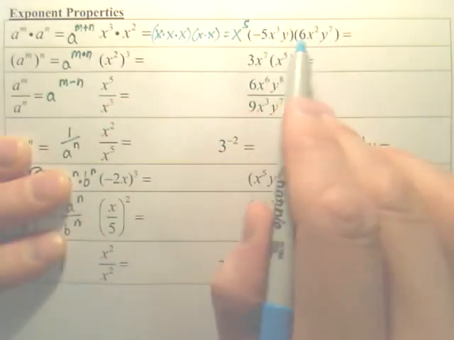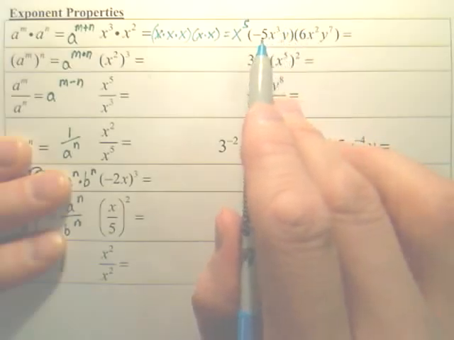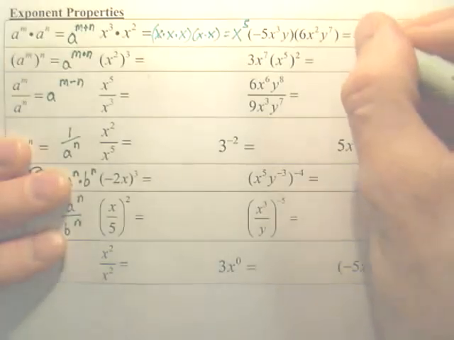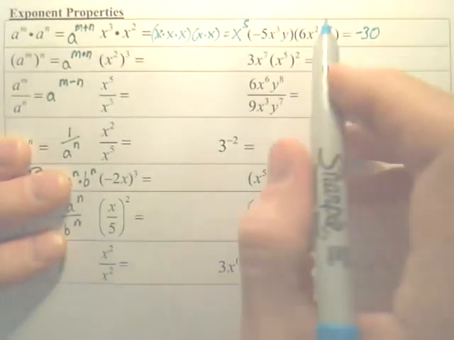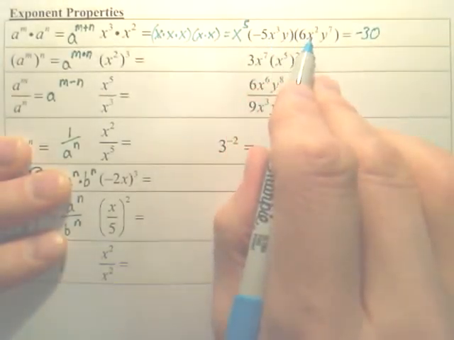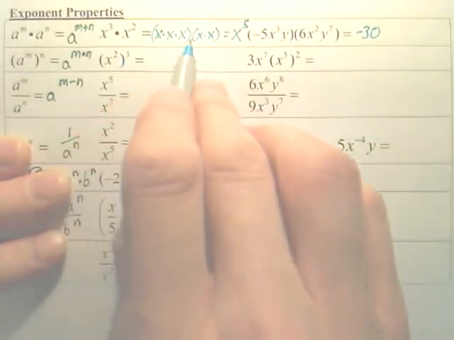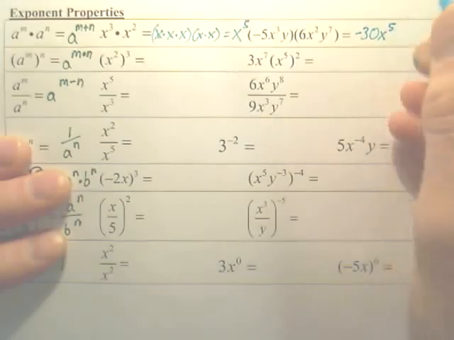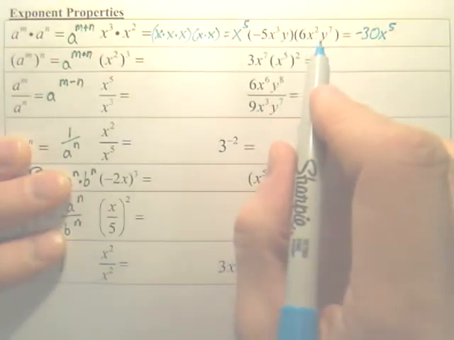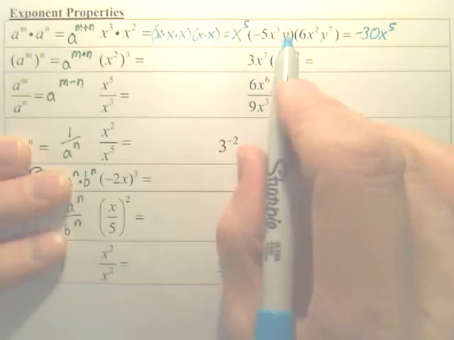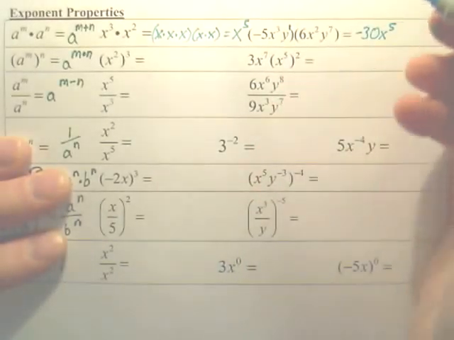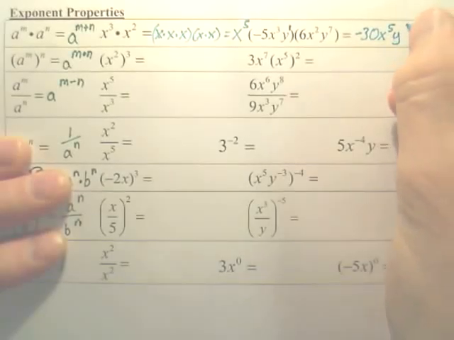For this one, the first step is to multiply the negative 5 times the 6. That gives us negative 30. Then x to the third times x squared, well, we just did that, is x to the fifth because you add the powers. And y times y to the seventh, well, you add the powers. Do you understand y without a power is 1? So what's 1 plus 7? 8.